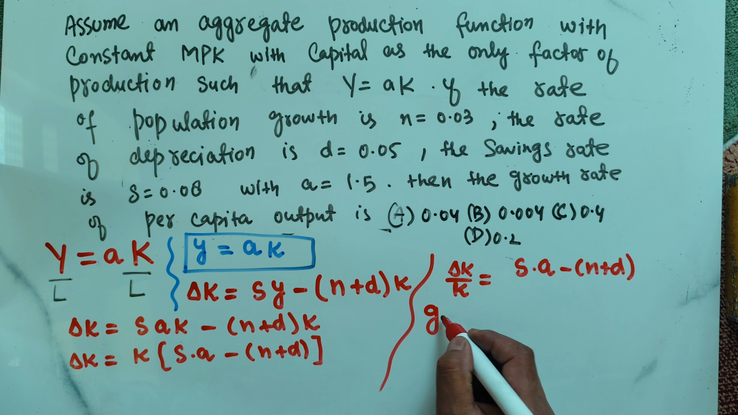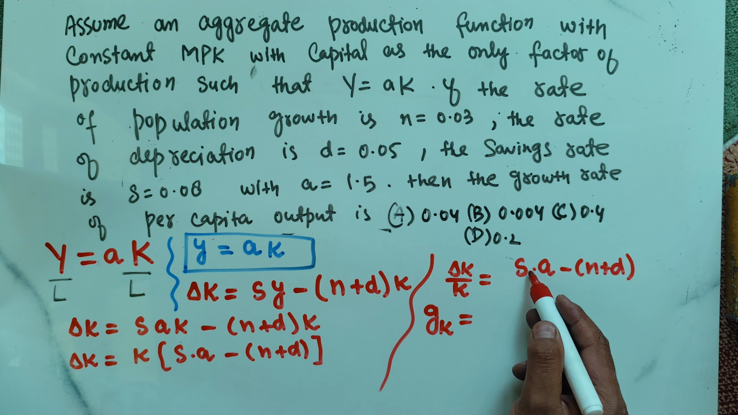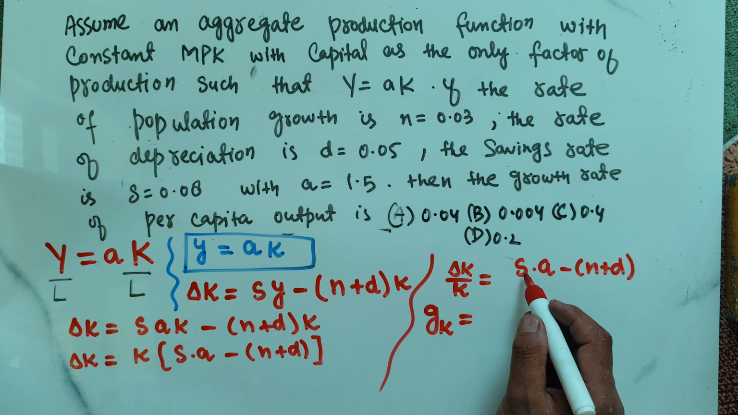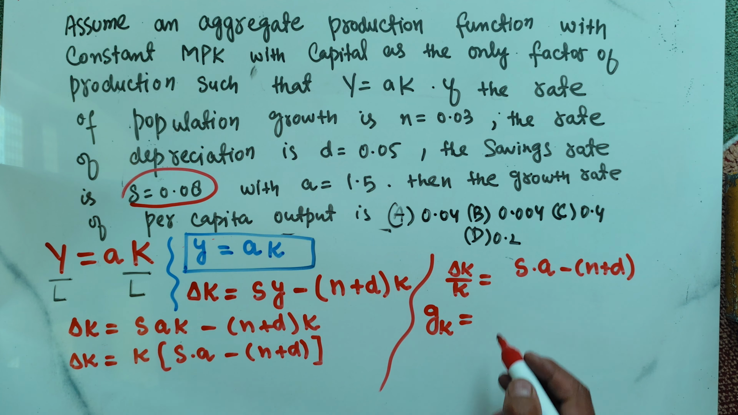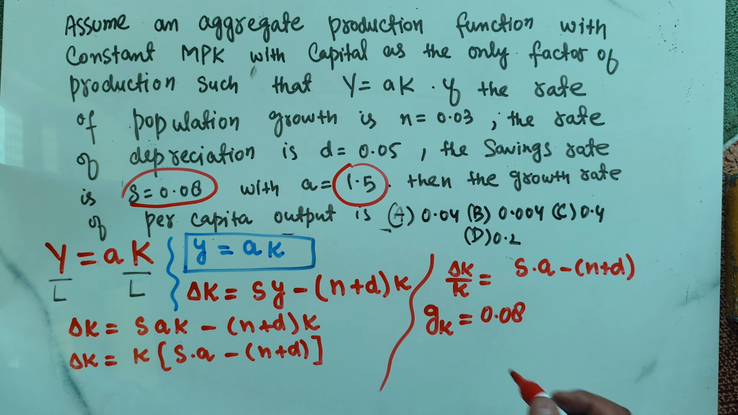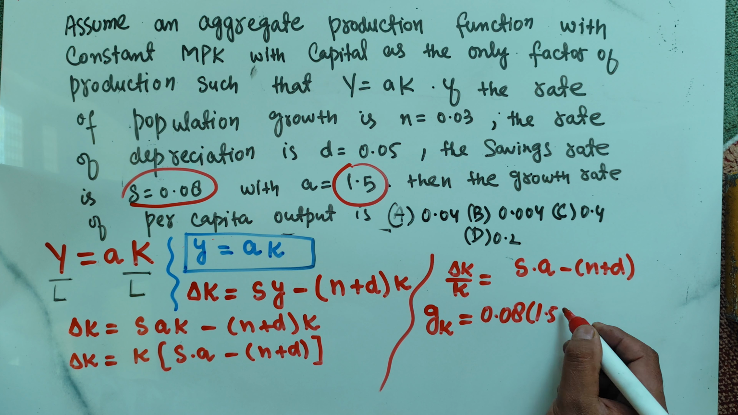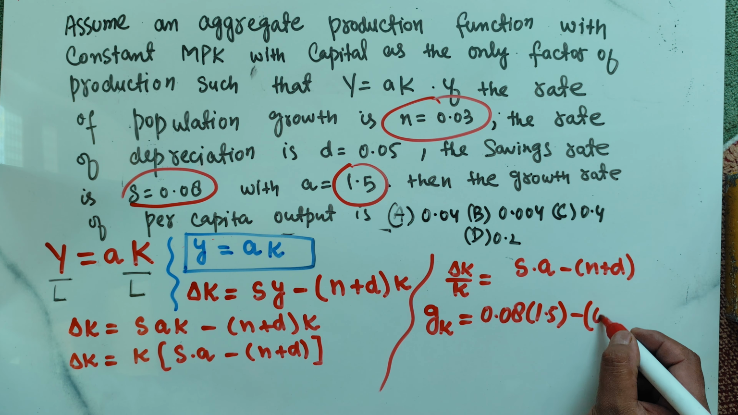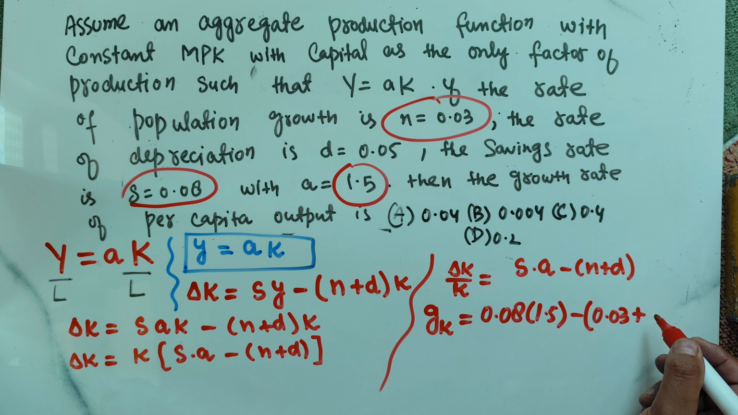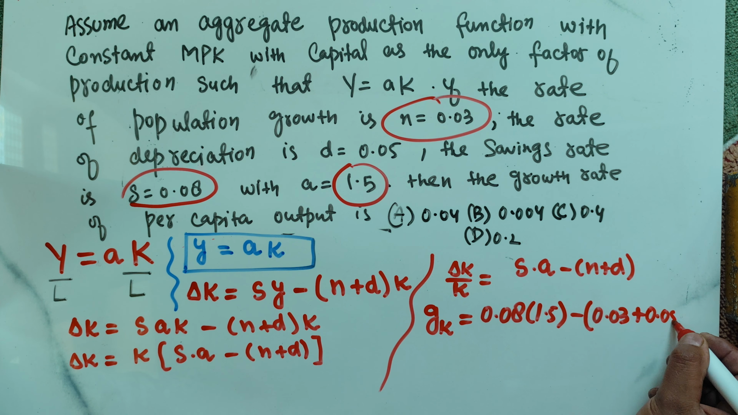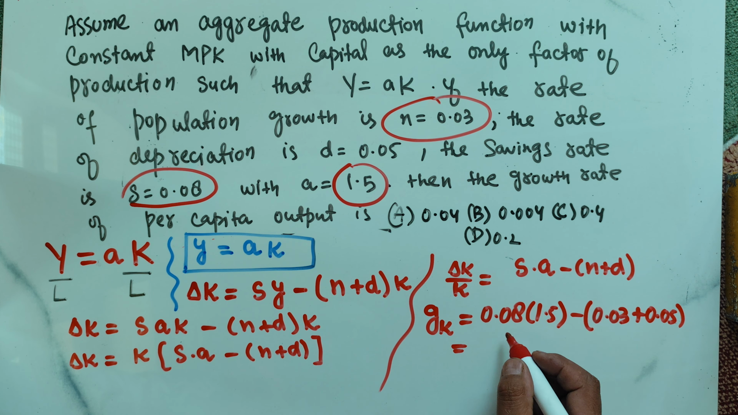So the growth rate of per capita output will be equal to, let us put in the values. What are our values? The savings rate is given as 0.08, so we have 0.08 times A, which is given as 1.5, minus n, the population growth rate, which is given as 0.03, plus d, the depreciation, which is 0.05.